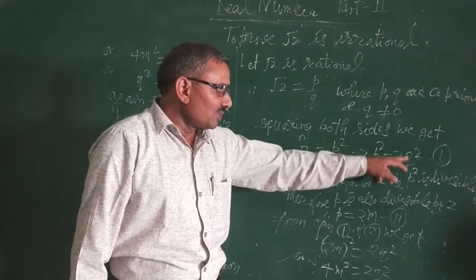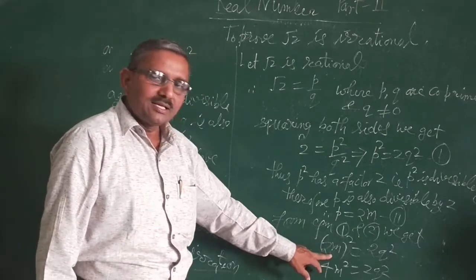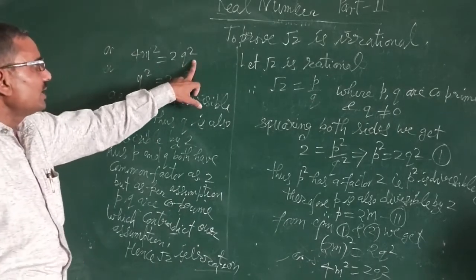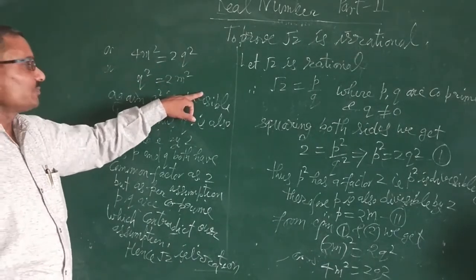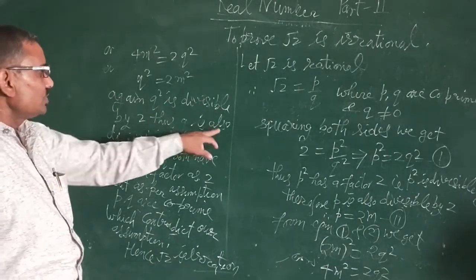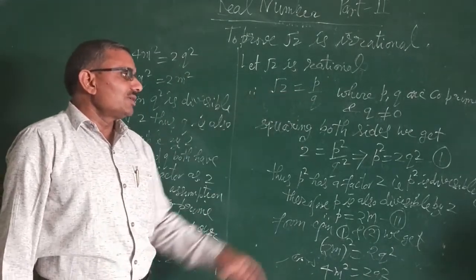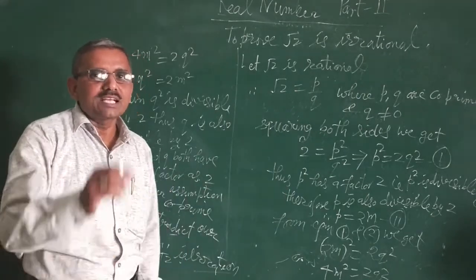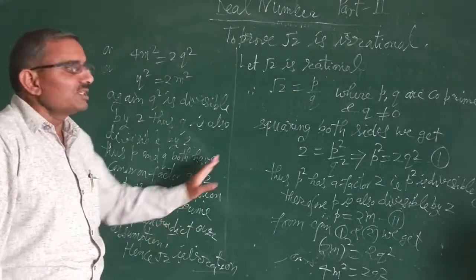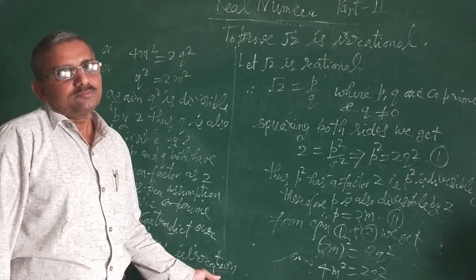Now from relations 1 and 2, if we put the value of p in 1, we will get 4m square is equal to 2q square. So q square is equal to 2m square. Now again, q square is divisible by 2, so q is also divisible by 2. Thus, by taking root 2 as a rational number, we observe that p and q both have common factor 2. But p and q are co-prime, which contradicts our assumption. Hence root 2 is irrational. That's all.